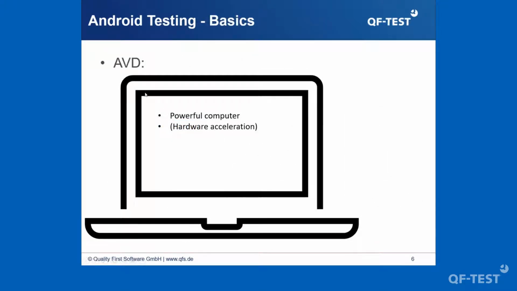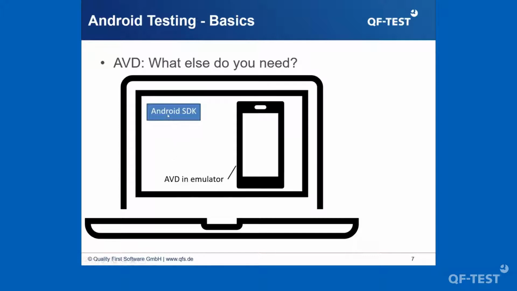Right, the Android virtual device has to run on a powerful computer, maybe even with hardware acceleration, because it requires quite a bit of power from the computer. And then you also require the Android software developer kit because of the debug bridge. So you run the virtual device in an emulator, and thus can record tests and replay tests to the emulator and that virtual device.